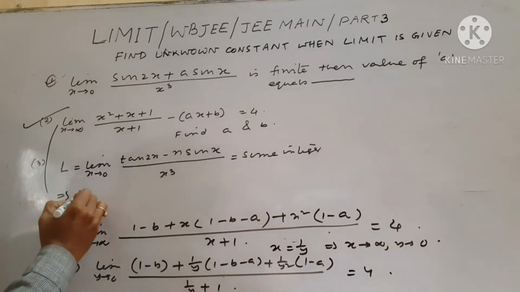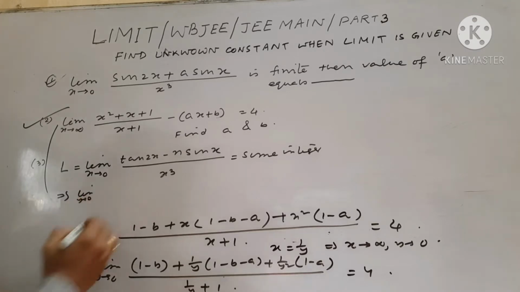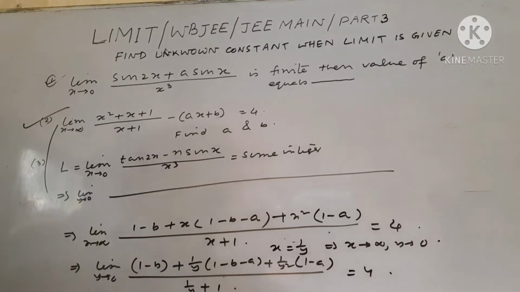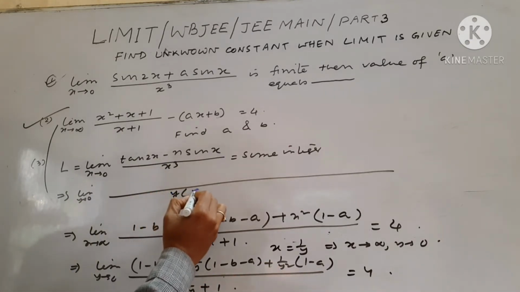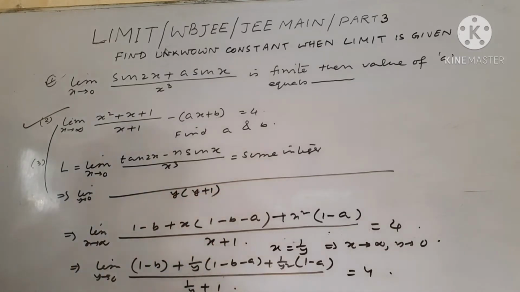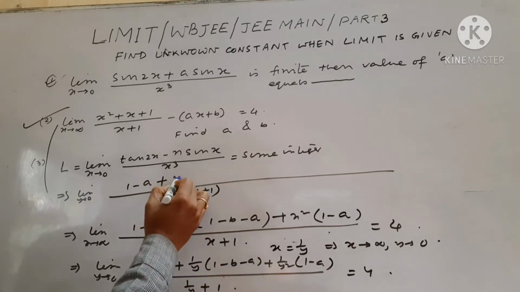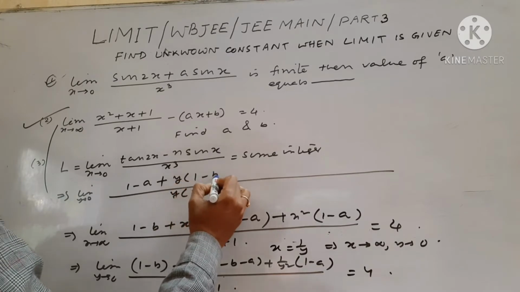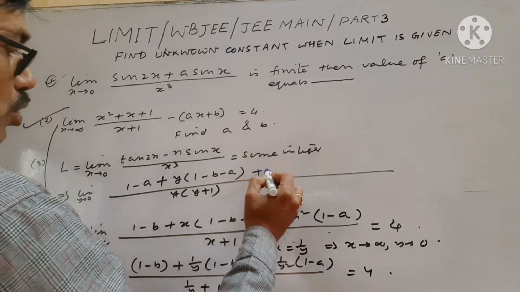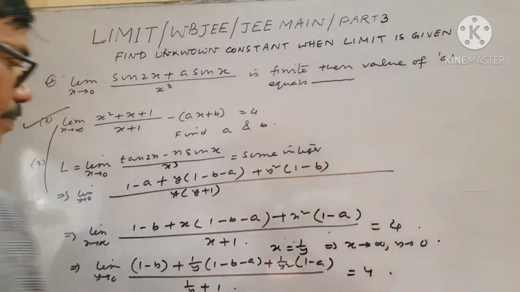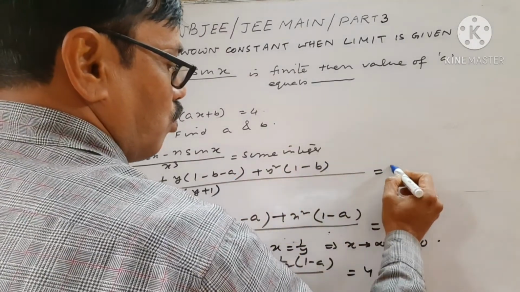This implies limit y tends to 0. LCM is y square and this is y. So finally we are getting y into (1 plus y), 1 minus a, this is y into (1 minus b minus a), this is y square into (1 minus b) equals to 4.